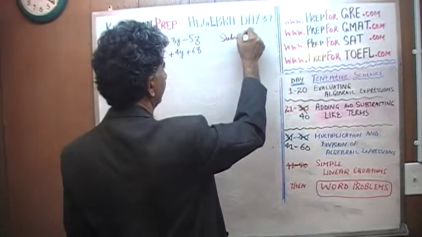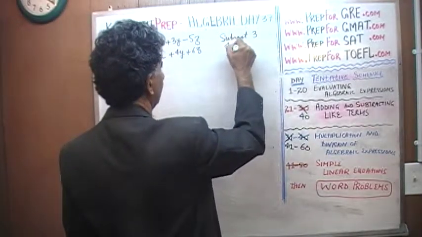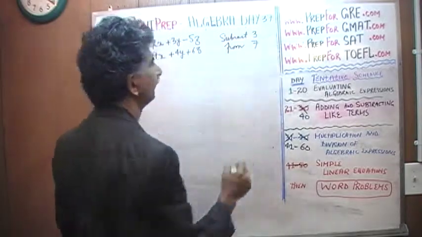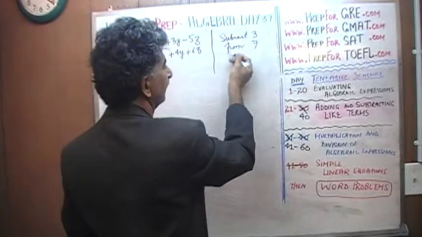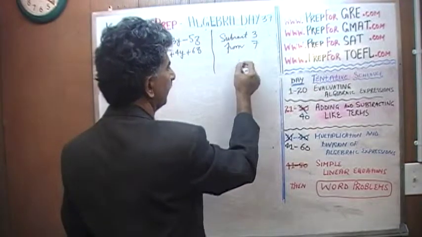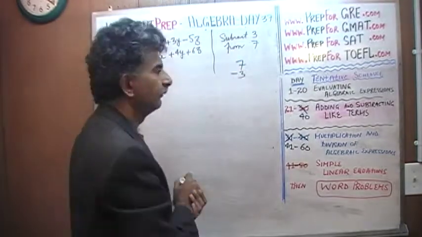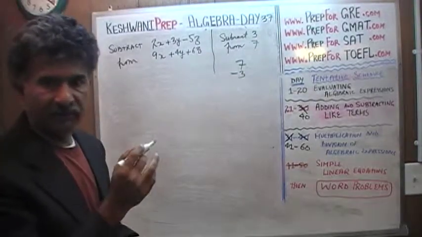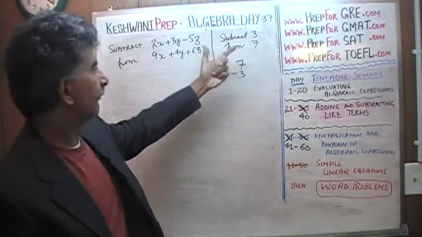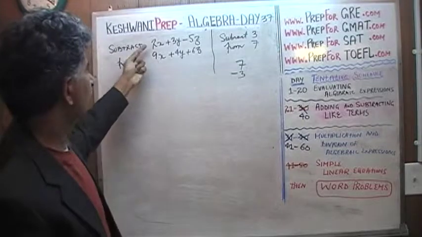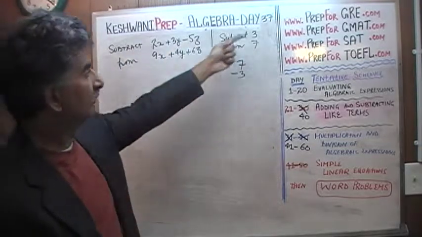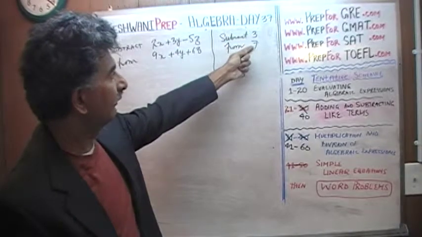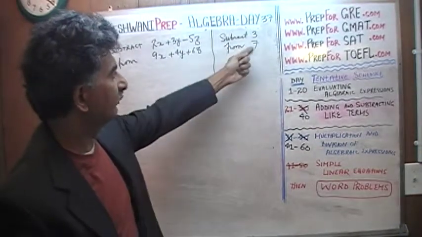We are saying that subtract 3 from 7. But you have to understand that because we are subtracting 3 from 7, even though 7 appears at the bottom, it should be done like this. Subtract 3 from 7, so 7 has to go on the top. This expression has to go on the top because this top expression is being subtracted from the bottom expression. This 3 is being subtracted from 7, so it's 7 minus 3. This has to go on the top.